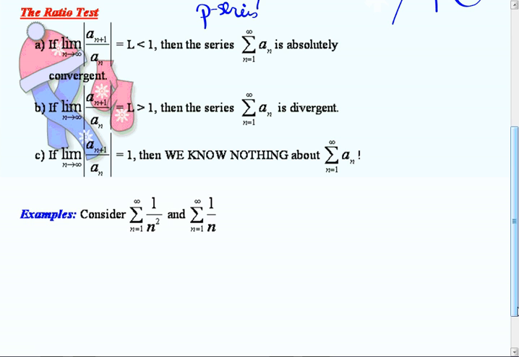Okay? This is a big point. That's what they did last year. It was the ratio test. It was 6 points on the free response question out of 9. So it's not hard. Once you practice it, you're going to say, oh, this is easy. But if this ratio of the n plus 1 term to the nth term is 1, I know nothing.